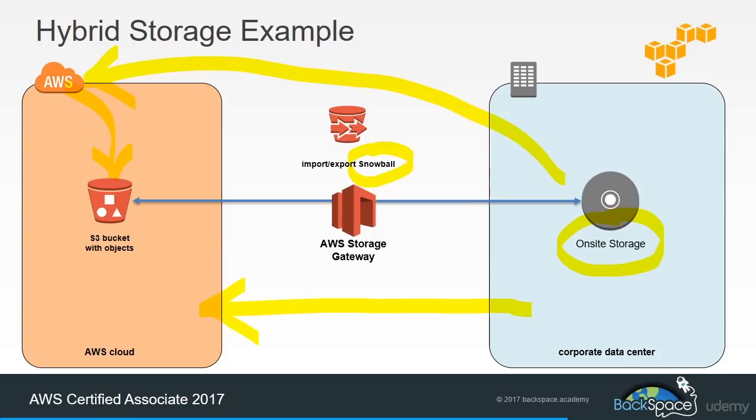Now, once that data is there, it will need to be synchronized on a regular basis. So to do that, if it is again going to be large amounts of data that we're transferring, we need to have a high-speed link between our corporate data center and the AWS cloud. And that is where the AWS Storage Gateway comes in, and that provides that high-speed link between a corporate data center and our AWS cloud.